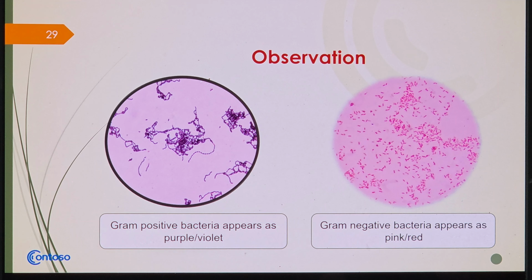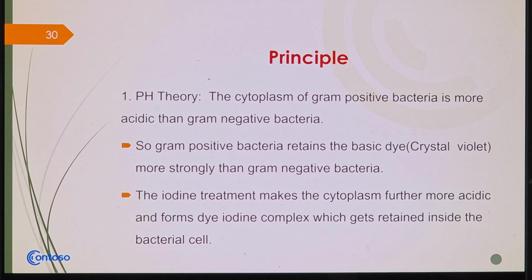In the left picture, the gram-positive bacteria appear as purple or violet. Here on the right side, gram-negative bacteria appear as pink or red. So what is the principle behind the gram staining method?